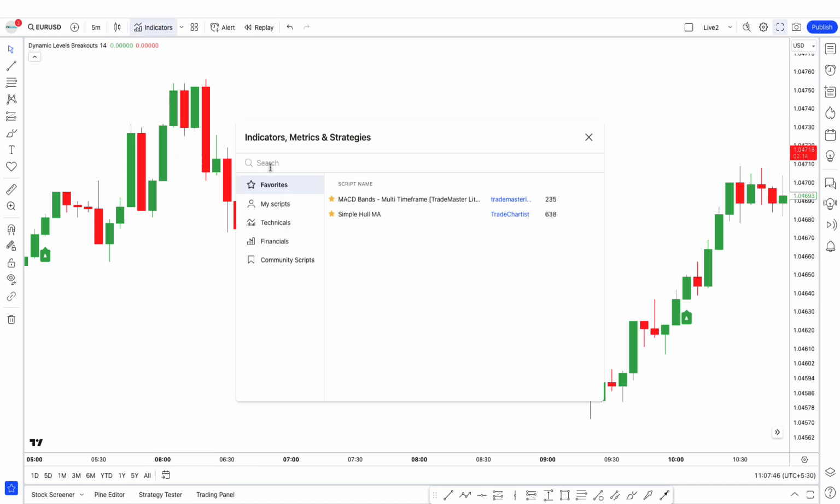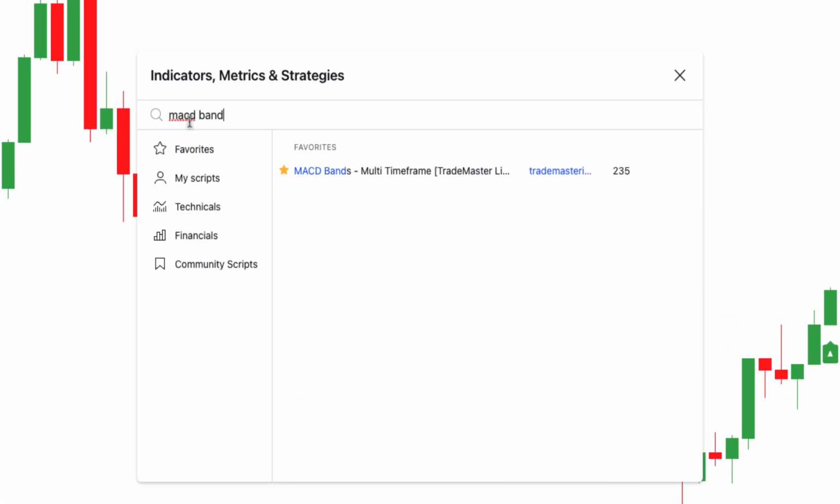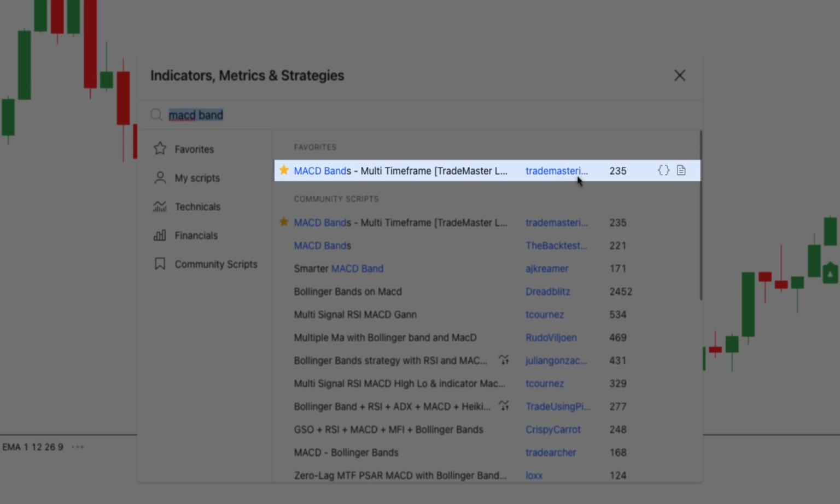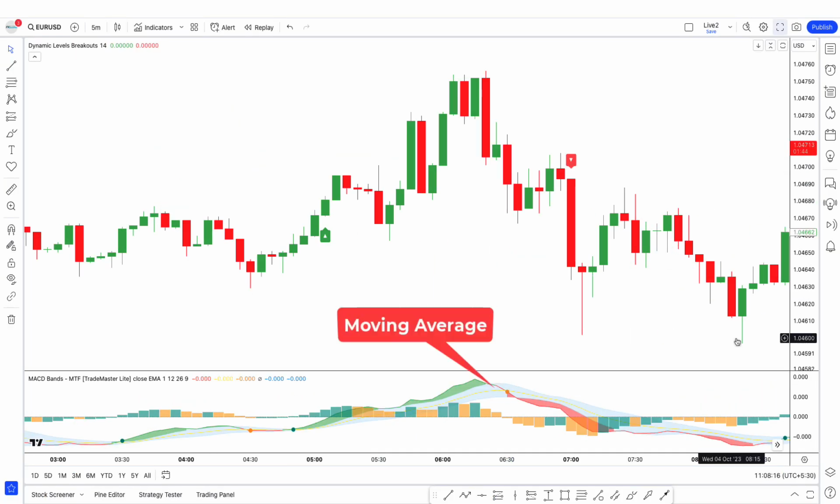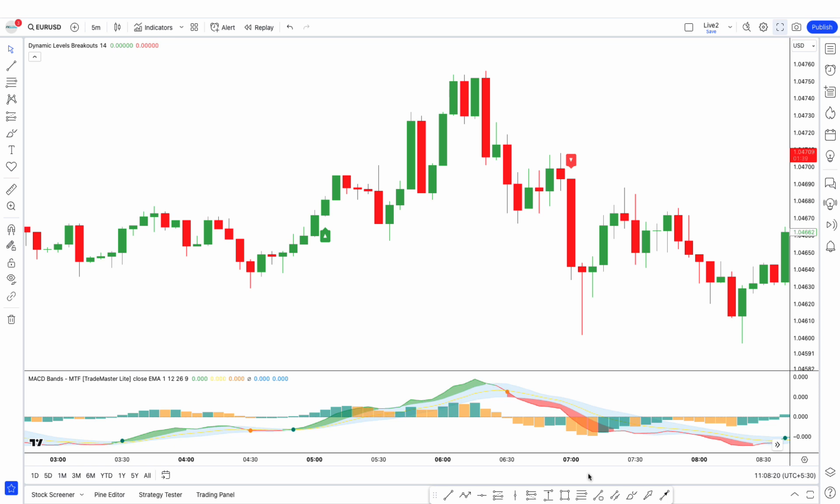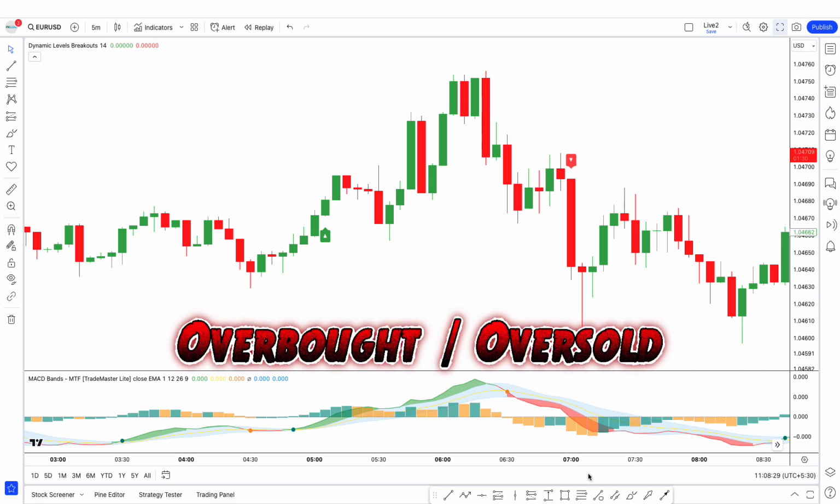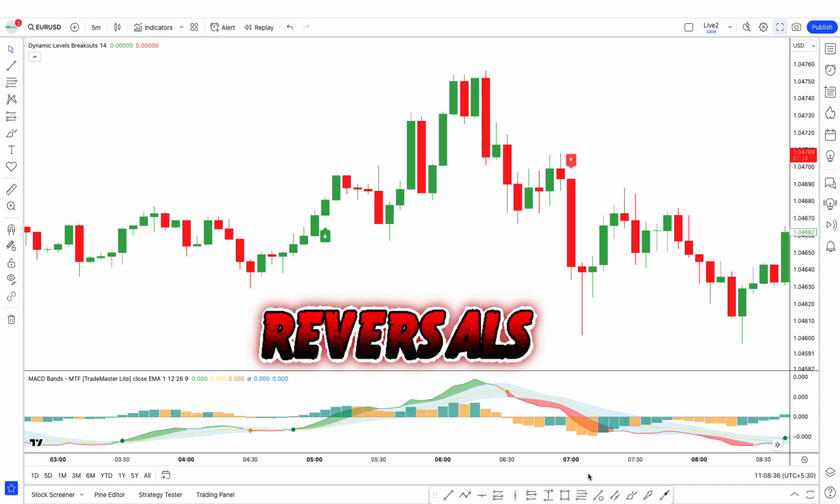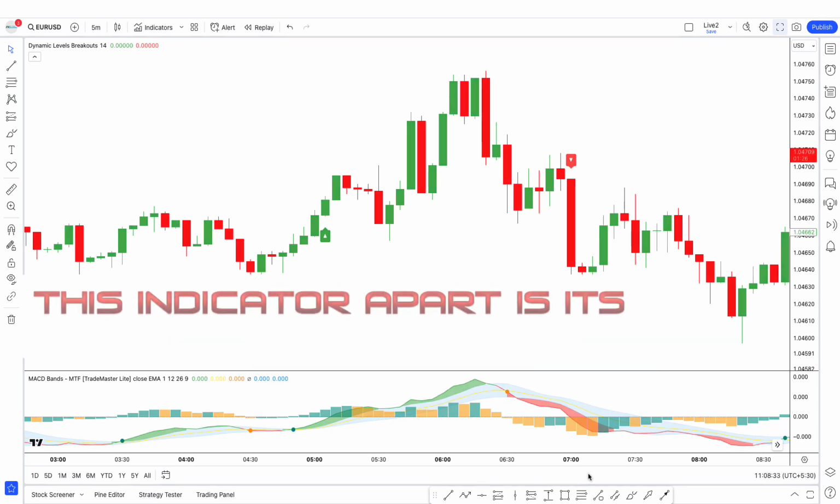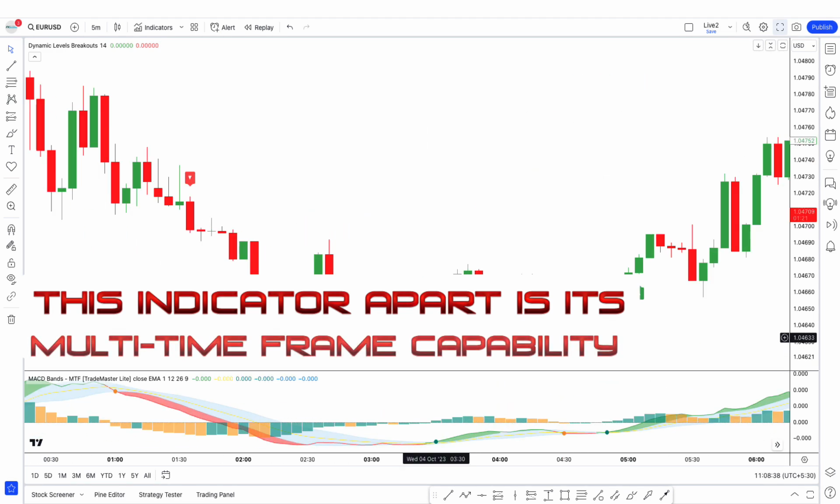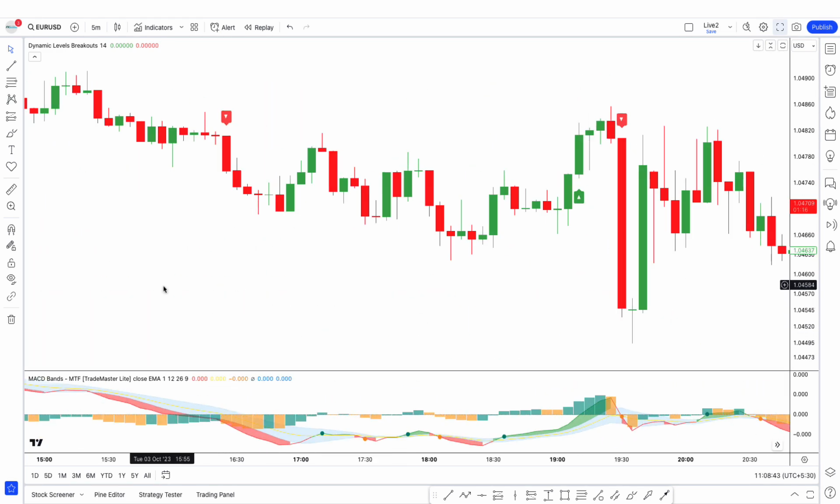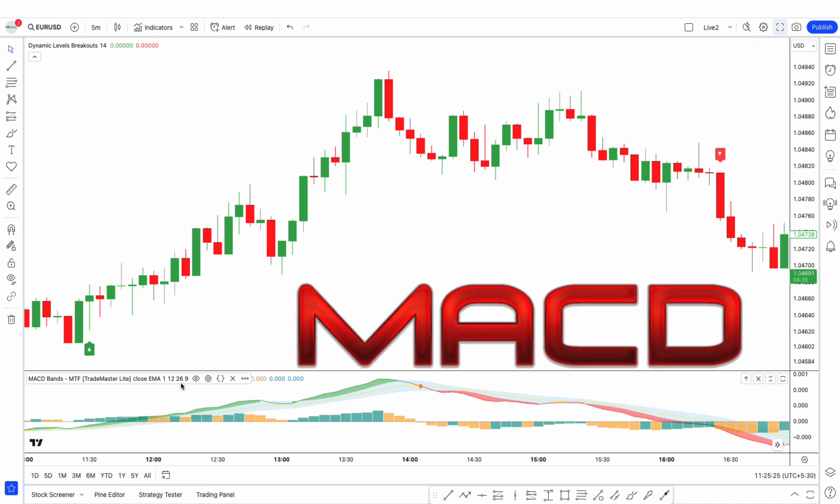After extensive research, I came across the MACD Bands multi-time frame indicator by TradeMaster. MACD, Moving Average Convergence Divergence, is a tried and true trend following indicator that utilizes moving averages to spot shifts in momentum. It's versatile and can help you identify changes in trends, overbought or oversold conditions, and possible reversals. What sets this indicator apart is its multi-time frame capability, making it significantly more effective than a standard MACD.